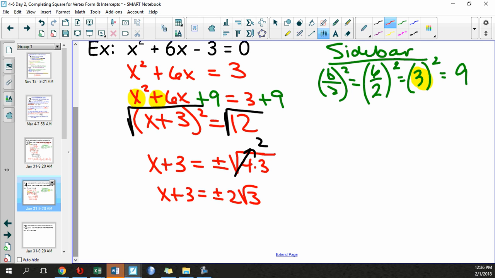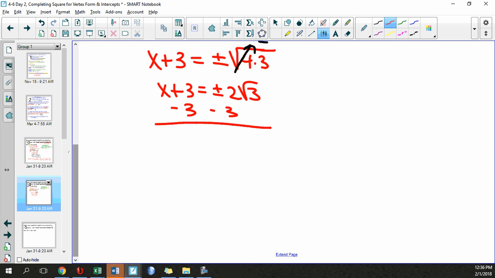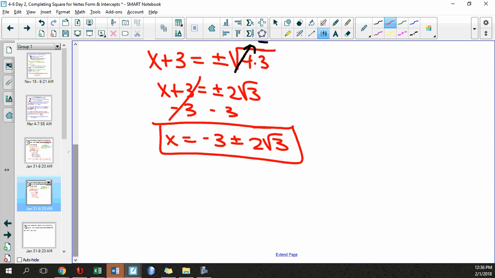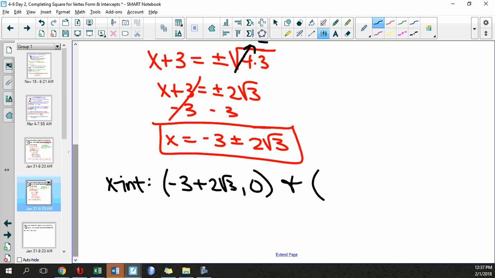Now what? I'm going to subtract 3. X is equal to -3 plus or minus 2 square roots of 3. Am I liking the way that's written? No. So how do I rewrite this the way I want you to write this? Comma 0, and what's the second one? Very good. Do we see that there are 2 roots there? Okay, we've done 2 of the easy problems.